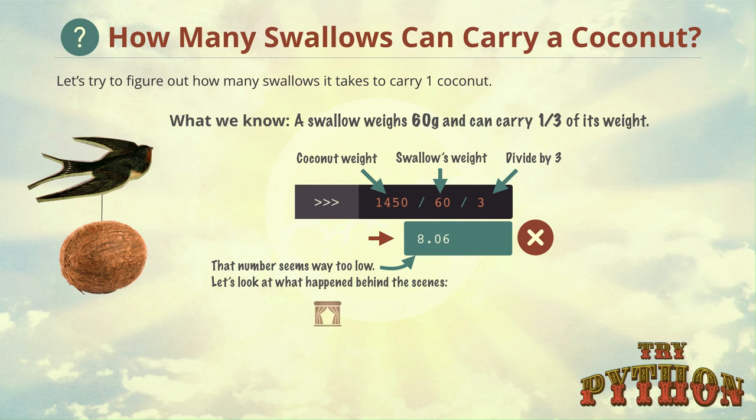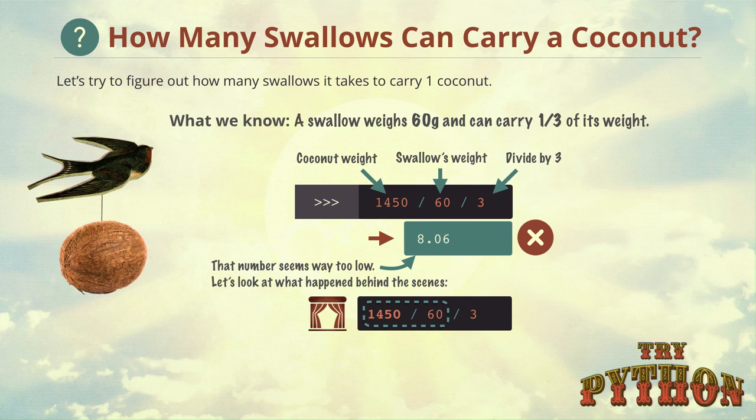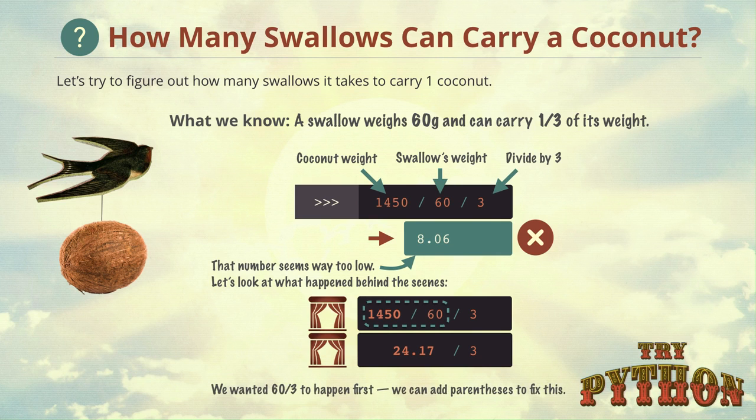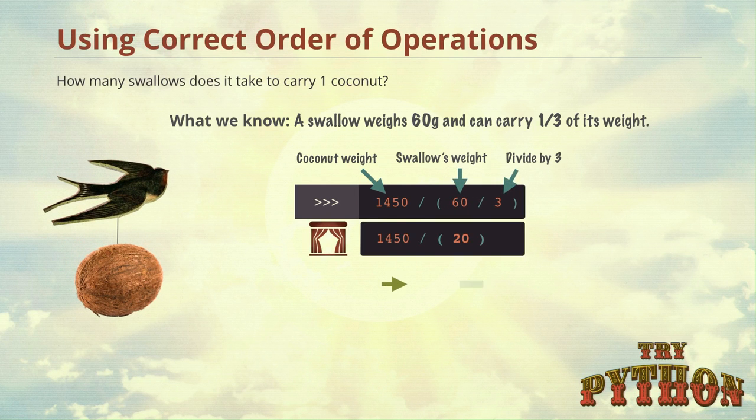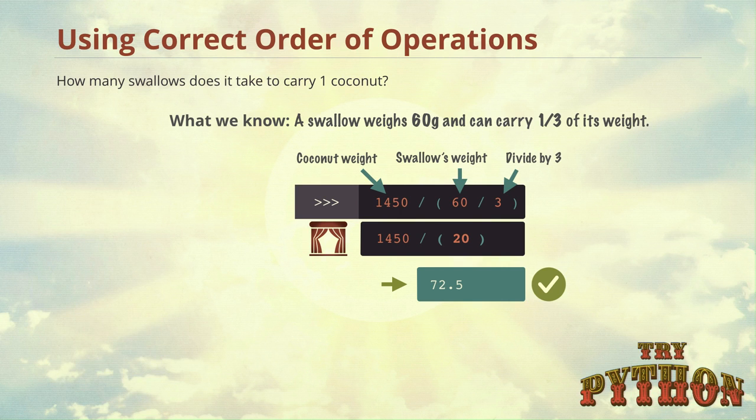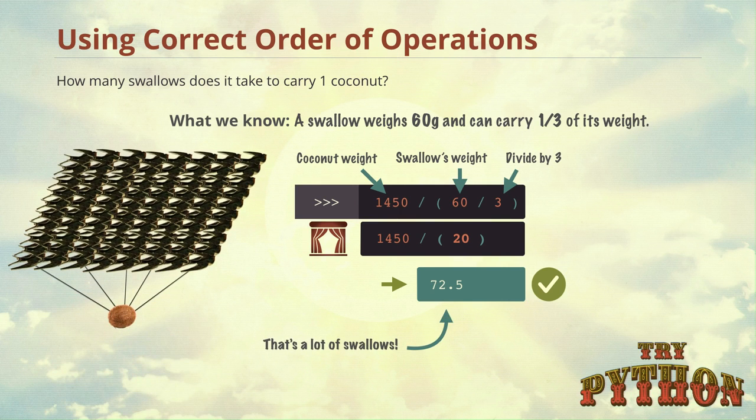If we take a closer look at what got evaluated first, we see we may have made an error. We actually want 60 divided by 3 to be evaluated first, and we can add parentheses to fix this. When we add the parentheses, we get the correct answer of 72.5 swallows to carry a coconut, which is a lot of swallows.